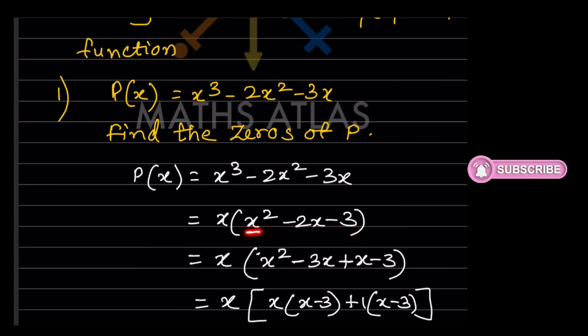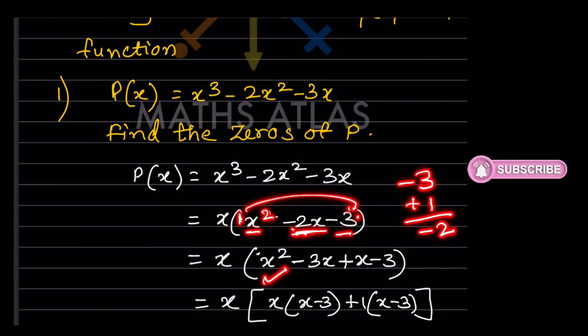In the quadratic equation, there are three terms in it. We take the coefficient of x square, which is 1, and the last term, the constant, so 3 into 1 is 3. And this is the middle term, so we have to take the factors in such a way that we get minus 2. 3 ones means it will be minus 3 plus 1, which is going to be minus 2. So we will write here x square, the same, minus 3x plus x, and minus 3.